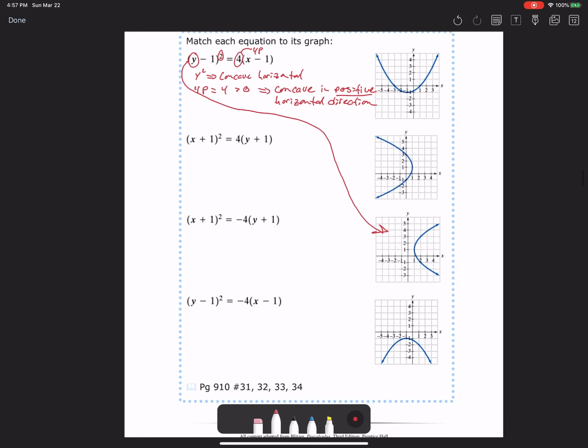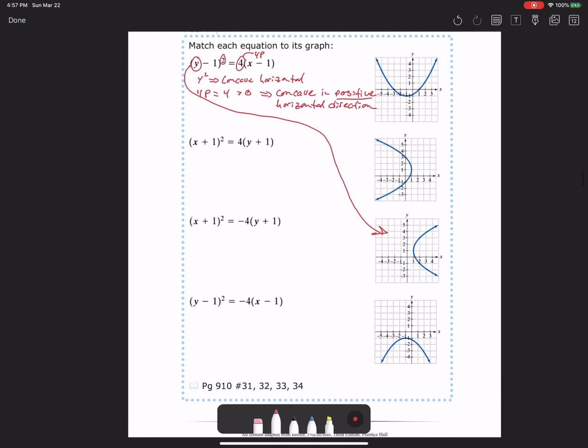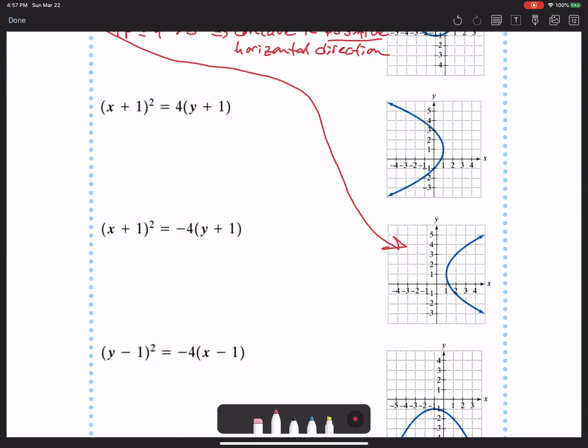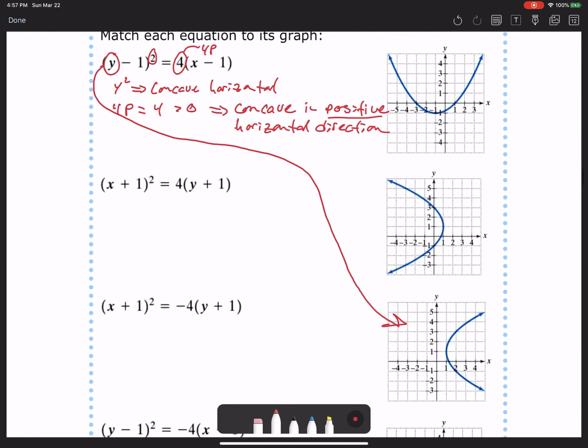I could zoom out by pinching, but as soon as I let go, it pops back in. So I'm going to have to scroll up and down. My apologies. The other thing that we don't really need, because we already narrowed it down using the direction of concavity, is the coordinates of the vertex, but let's just glance at them.